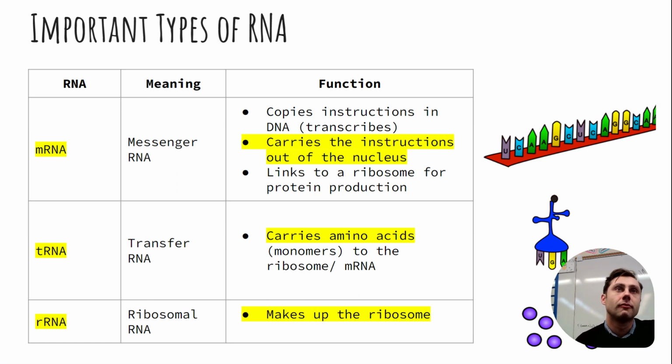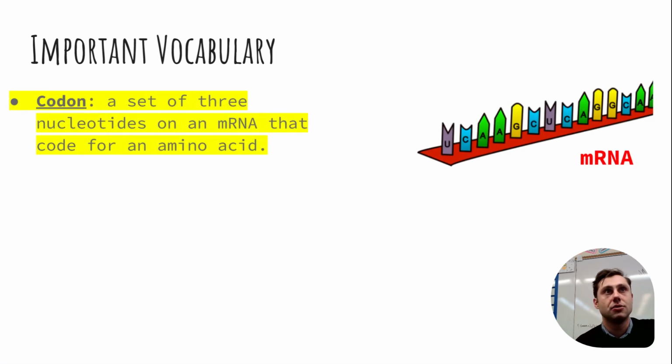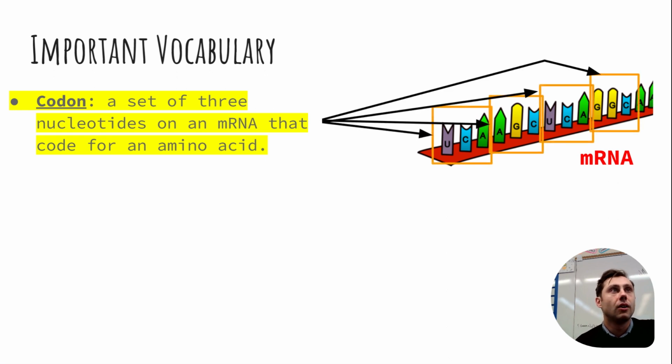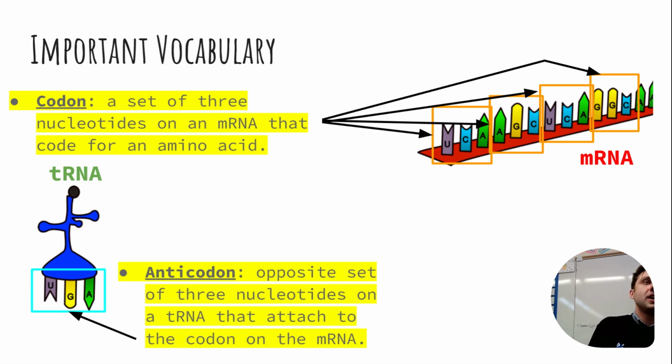All right, I'm back. So we got that. What else do we need to know? Codons. Codons are sets of 3 RNA nucleotides on an mRNA that code for an amino acid. So it's just 3 of those, so ACG or UCA, that's a codon. Anytime we have a set of 3 on our mRNA, that's important, because watch what I'm about to show you: tRNA. The anticodon is found on the tRNA. Check that out.